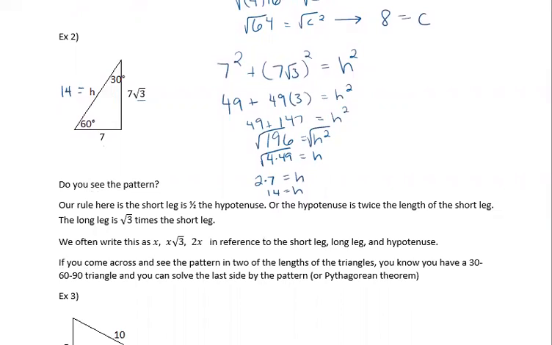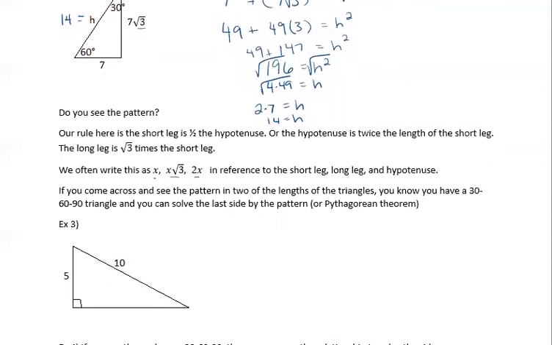So we often write this in that pattern with the x, and we say x, and that's our short leg, x times the square root of 3, that's our longer leg, and then 2x. So our short leg is x, our longer leg is x square root of 3, and our hypotenuse is 2x. If you come across and see the pattern in 2 of the lengths of the triangles, you can know that you have a 30, 60, 90 triangle, and you can solve it by the pattern instead of having to plug it all into the Pythagorean theorem.